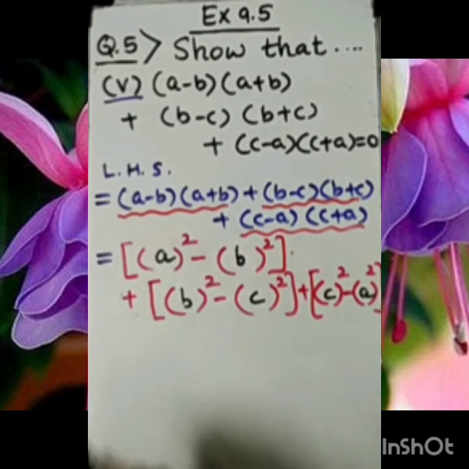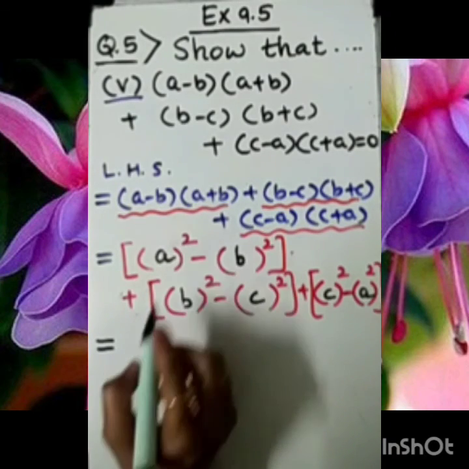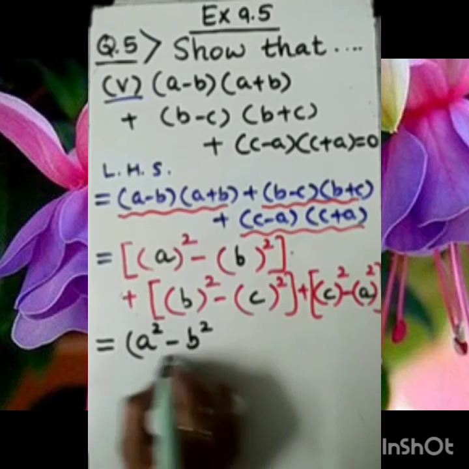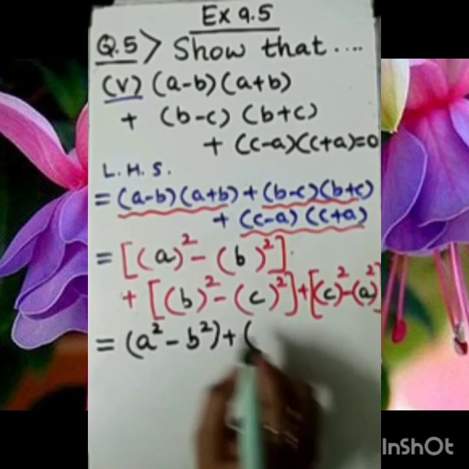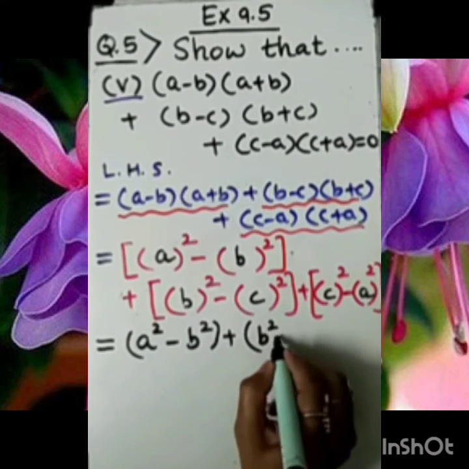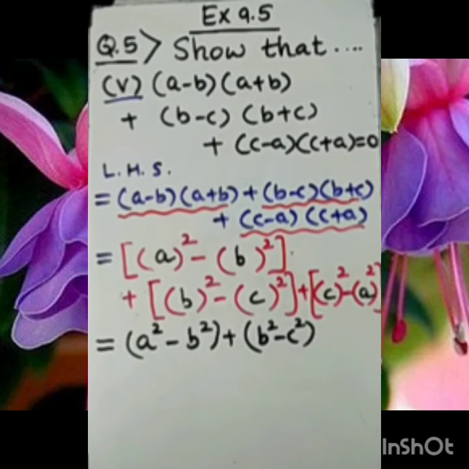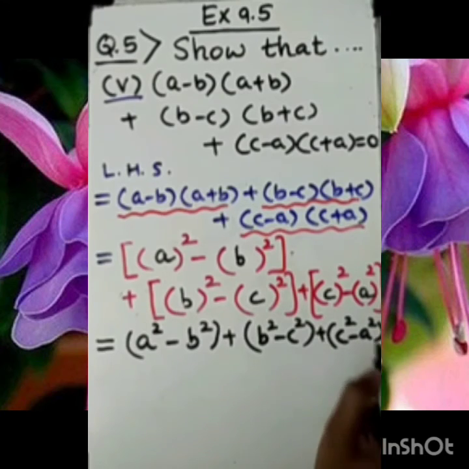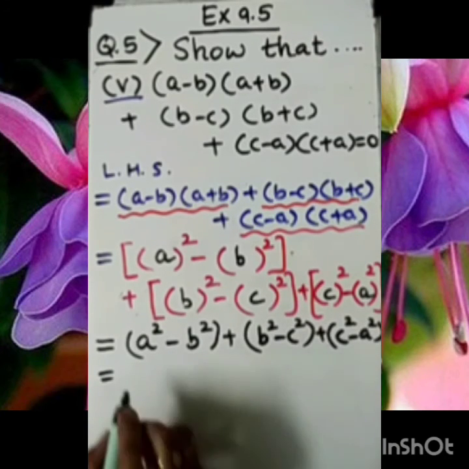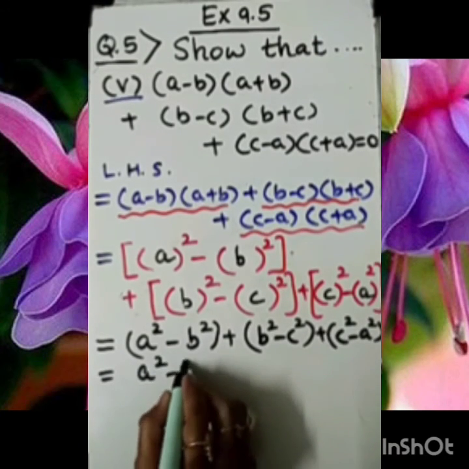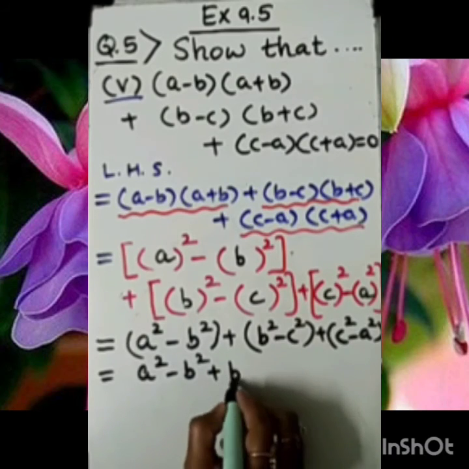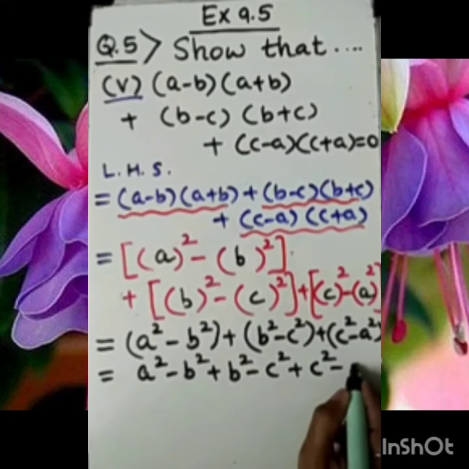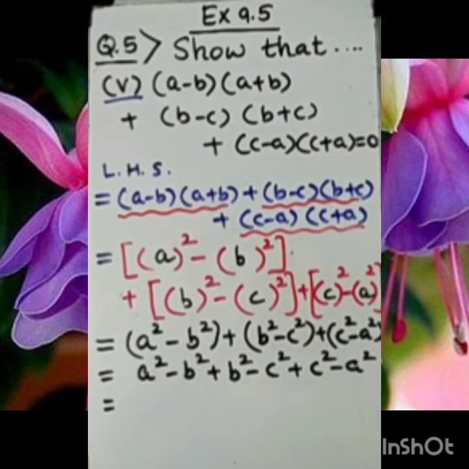Okay. Now, let's simplify. Here it will be a square minus b square in one bracket, plus second bracket b square minus c square, plus third bracket c square minus a square. Let me open all three brackets now. So a square minus b square plus b square minus c square plus c square minus a square. Fine. This we are given.